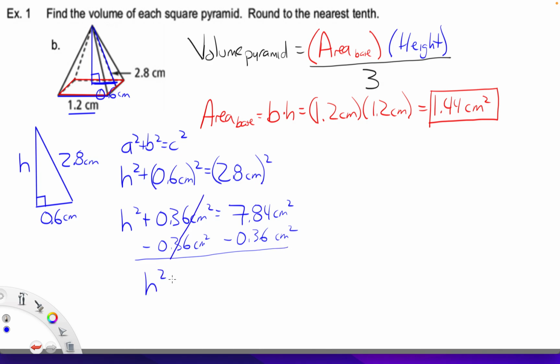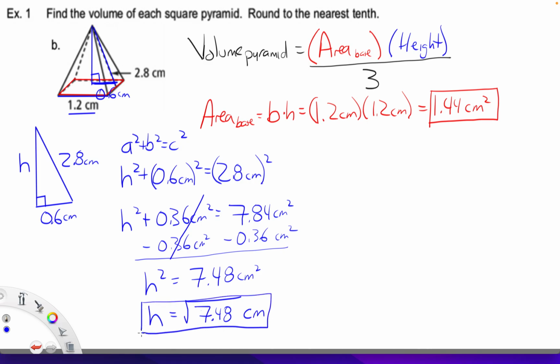So on the left-hand side, I'm left with h squared. On the right-hand side, I'm left with 7.48 square centimeters. And so now if I just take the square root of both sides, the square root of h squared is h. The square root of 7.48 is just the square root of 7.48. And the square root of centimeters squared would just be centimeters. So now I have my height here of square root of 7.48 centimeters.